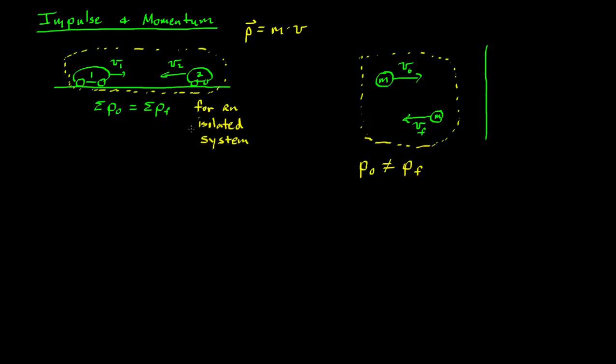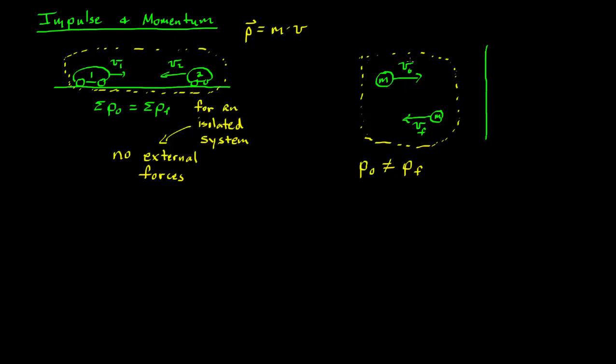But this is only for an isolated system. And isolated means that there's no external forces. So if there's no external forces, that means forces from the environment acting on the system, then we have conservation of momentum. Now, in the practice set, you dealt with some problems where momentum was not conserved. In other words, the initial momentum was not equal to the final momentum.